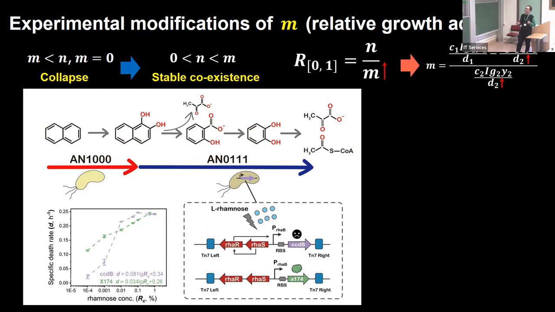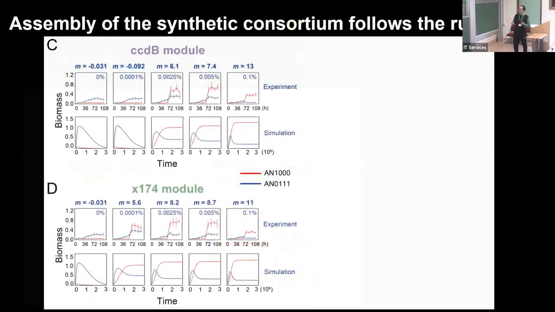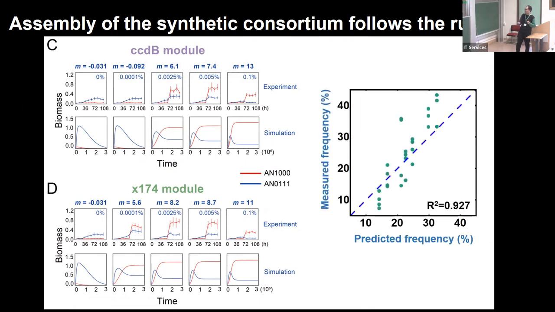Based on this system, we can use different concentrations of rhamnose to control the death rate of the second strain. Then we can do a quantitative fitting to make a prediction. That means we can get the death rate of the second strain, and then use these parameters for the prediction. The result is very exciting. If we increase the value of M, we can reach several stable dynamics. This experimental result matches the simulations well. And we can also use those parameters to predict the final frequency of the embedder, and the fitting is very good.